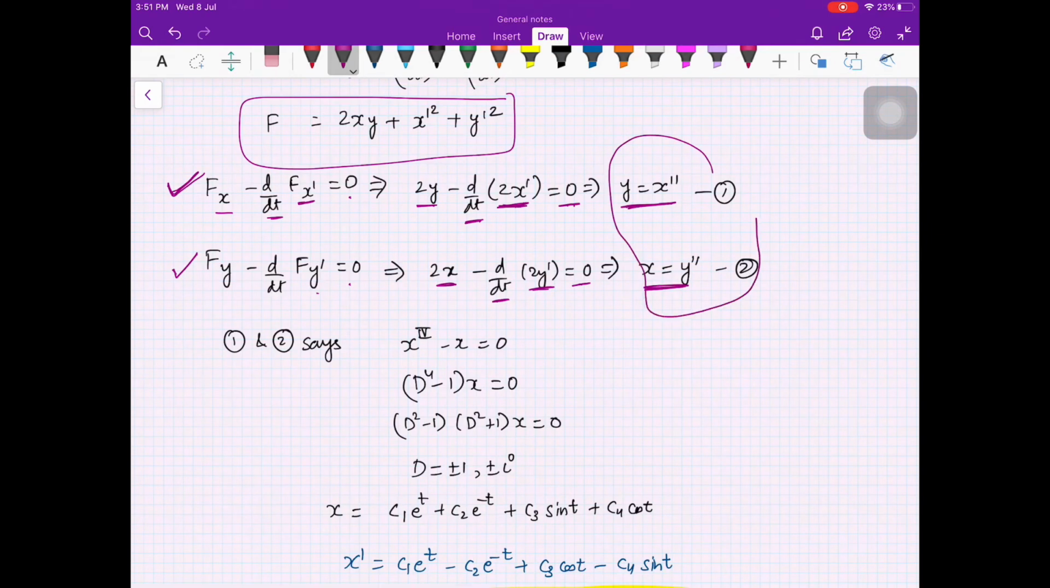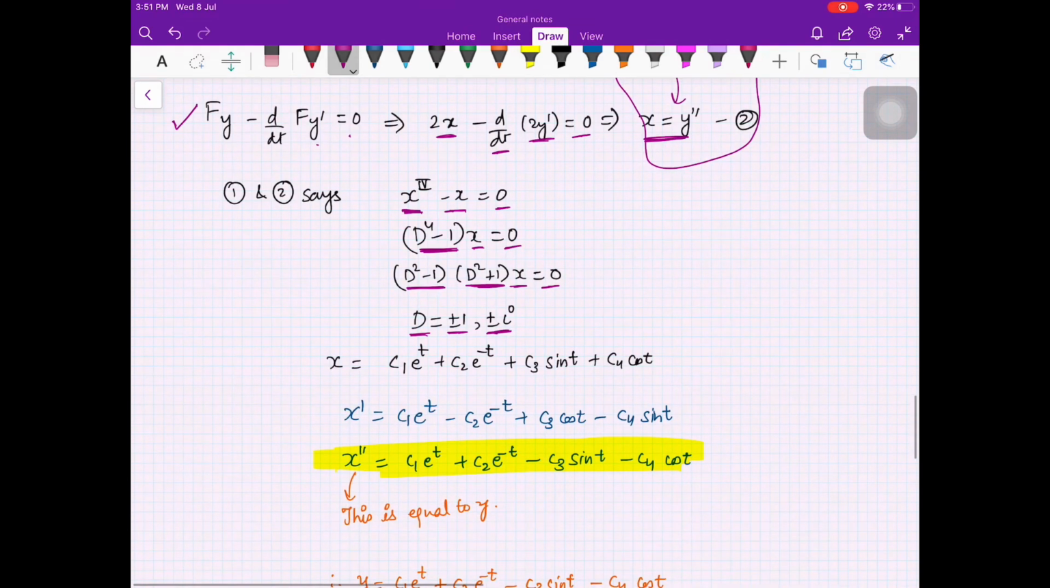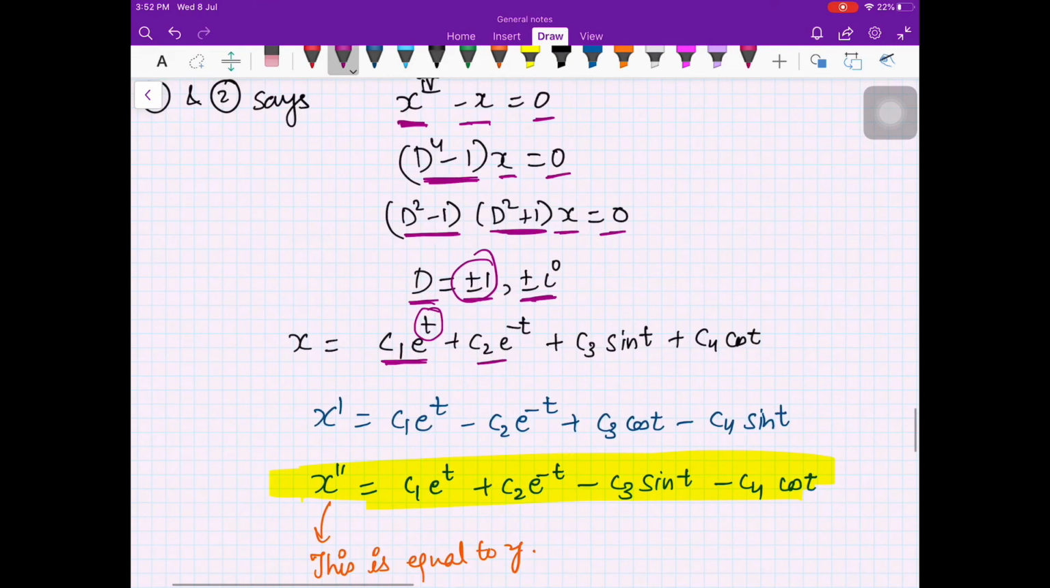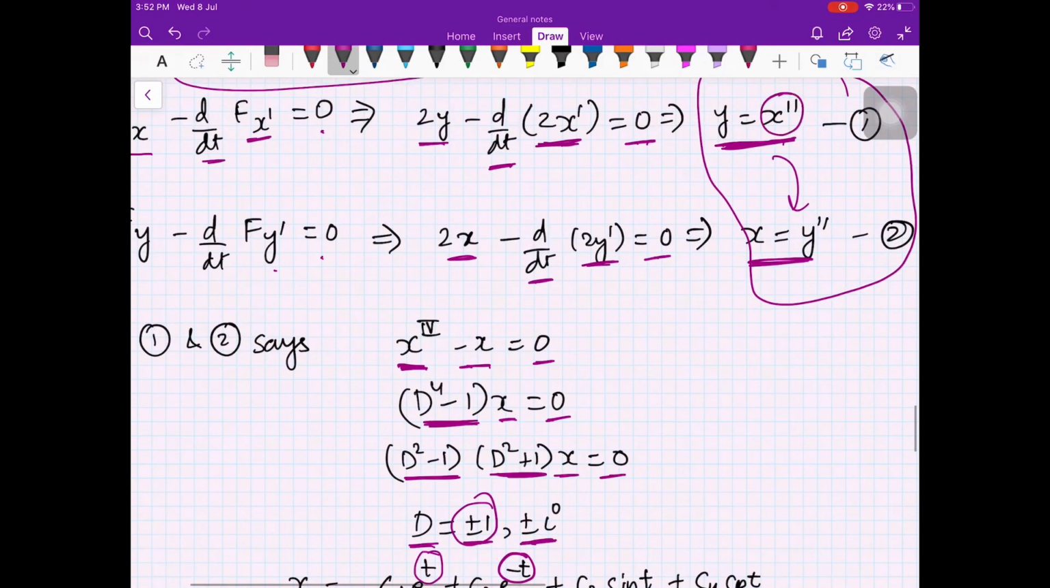Now you have these two equations and you have to solve them. You just put the value of y from here to here, you will get x fourth derivative minus x is equal to 0. So (D^4 minus 1) x is equal to 0. That is (D^2 minus 1)(D^2 plus 1) operating on x is equal to 0. So you get D is equal to plus minus 1 and plus minus i. So corresponding to plus minus 1 you have c1 e^t, so you note that t is your independent variable, plus c2 e^(-t), plus c3 sin t, plus c4 cos t.